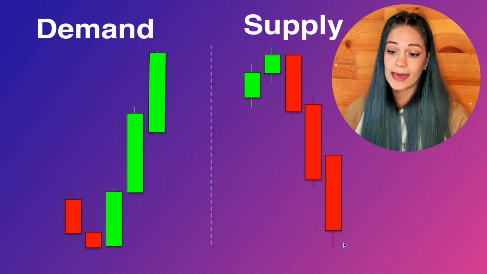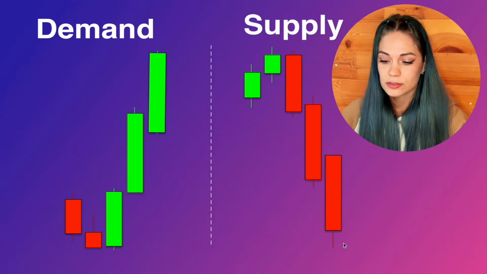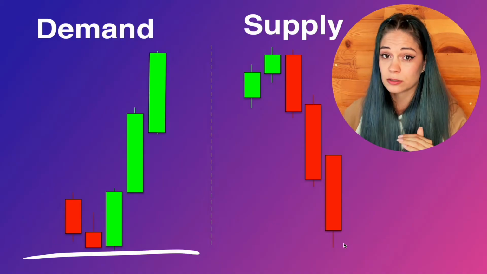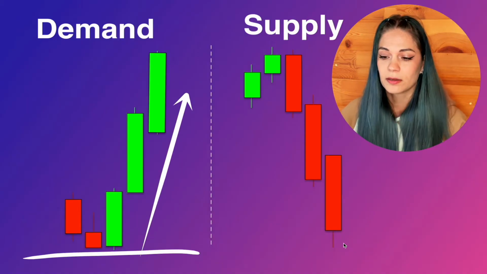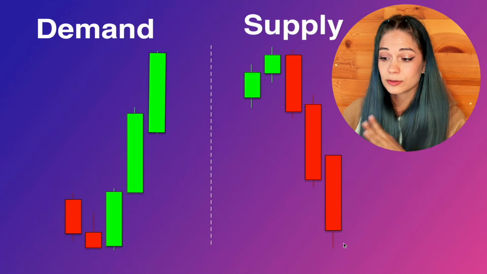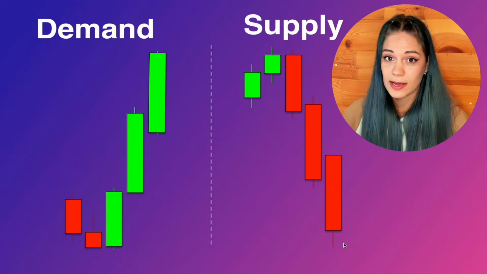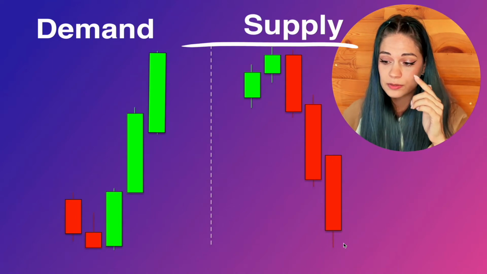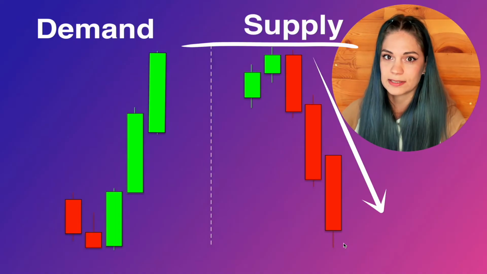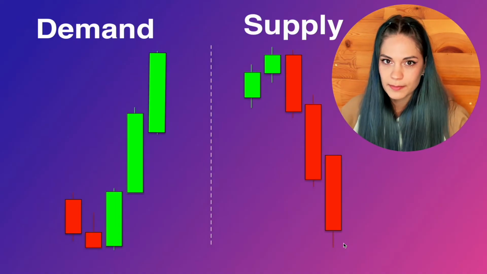On the left side, we have the example of a demand zone. So the price was going down and at a certain level, it jumped up really aggressively, as you can see. And on the right side, we can see the supply example. The price was going up to a certain level and then dropped drastically down. So let's talk about it a bit more.